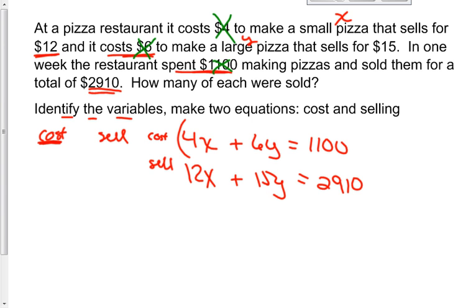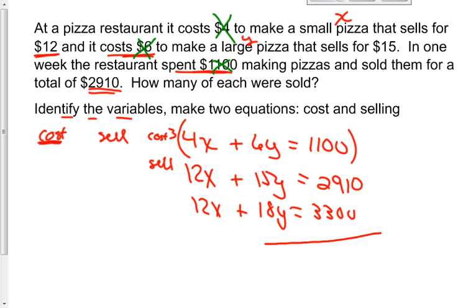I could take this whole top equation and multiply by 3. 12x plus 18y equals 3,300. To eliminate the x's, I'll subtract. And remember, you have to subtract everywhere. These are gone. 15 minus 18 is negative 3y, and then 2910 minus 3,300, negative 390, and divide by negative 330.